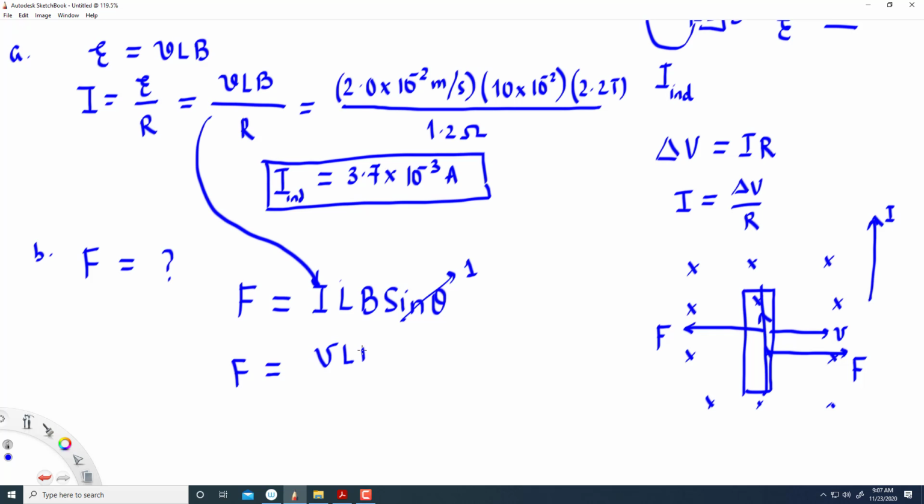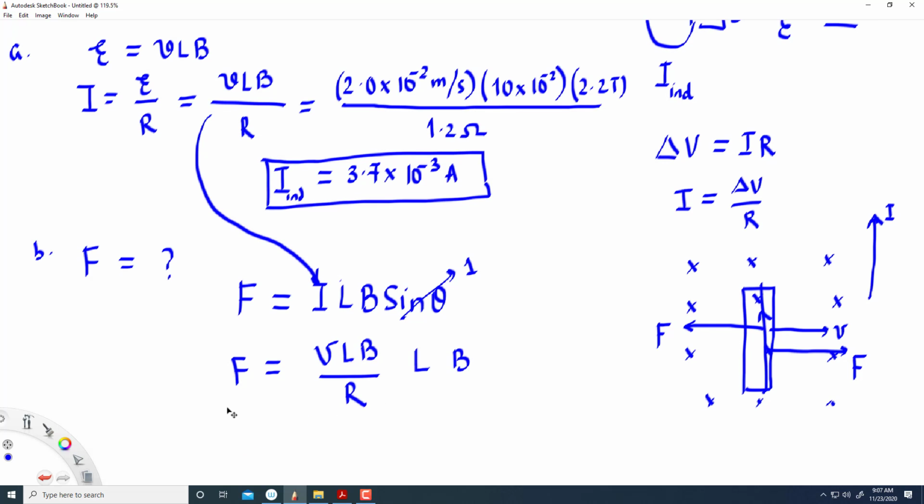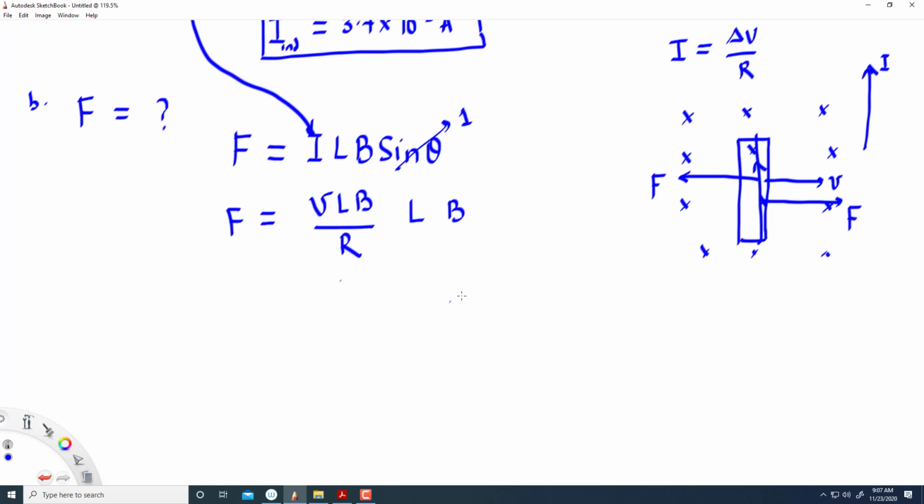So F is vLB over R. We have L and B. Sine theta is 1. So let's simplify this. V, L and L is L squared, B and B is B squared, over R. And you can plug in all the values here.